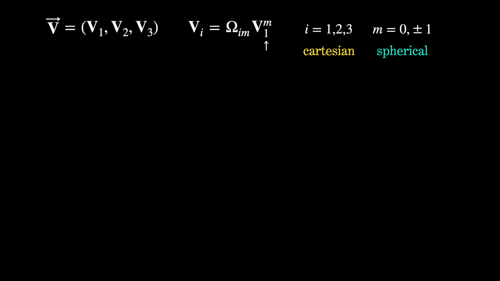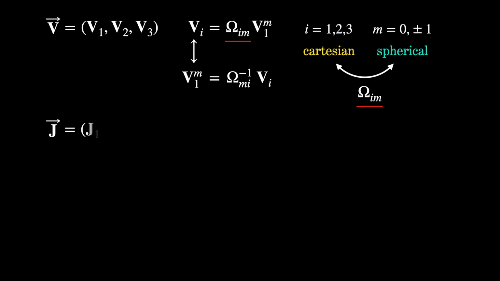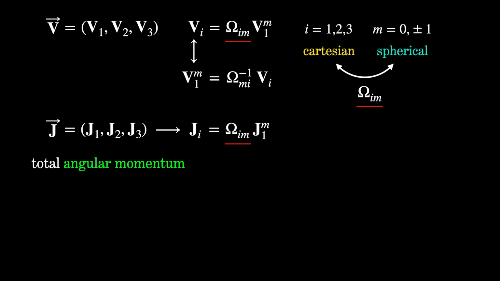To be clear, this subscript of the spherical components always refers to the angular momentum multiplet to which they belong. And of course, this relation between the Cartesian and spherical components is invertible since the bases are equivalent. The matrix omega connects the components of the Cartesian basis to the spherical. In a similar way, the familiar Cartesian components of the angular momentum operator are related to its spherical components with exactly the same matrix omega.